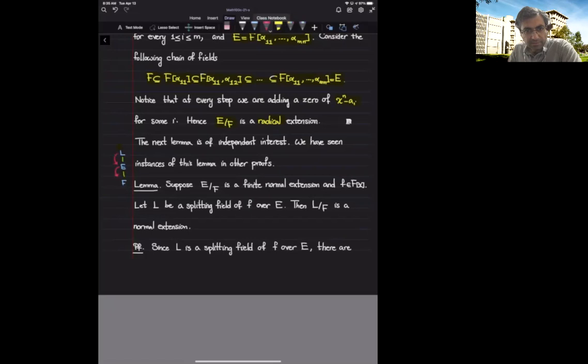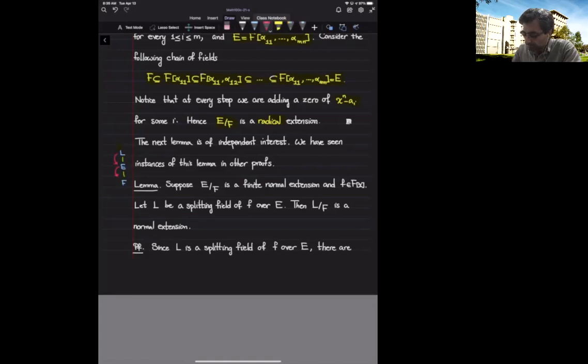So these are equivalent to saying that L over E is a normal extension and E over F is a normal extension. From these, we cannot deduce that L over F is a normal extension. But the next lemma tells me that if I tell you L over E is a splitting field of a polynomial in F bracket X, then we can deduce that L over F is a normal extension.